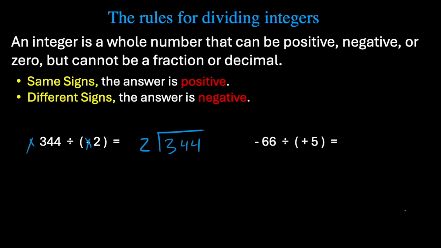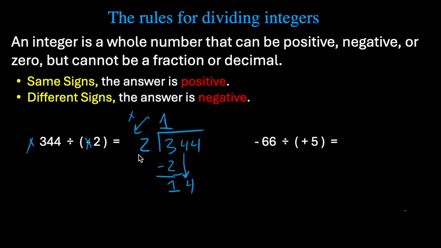So how many times can 2 fit into 3? 1 time. And then 1 times 2 is 2. And 3 minus 2, that's 1. And then we bring down the next number, which is 4.